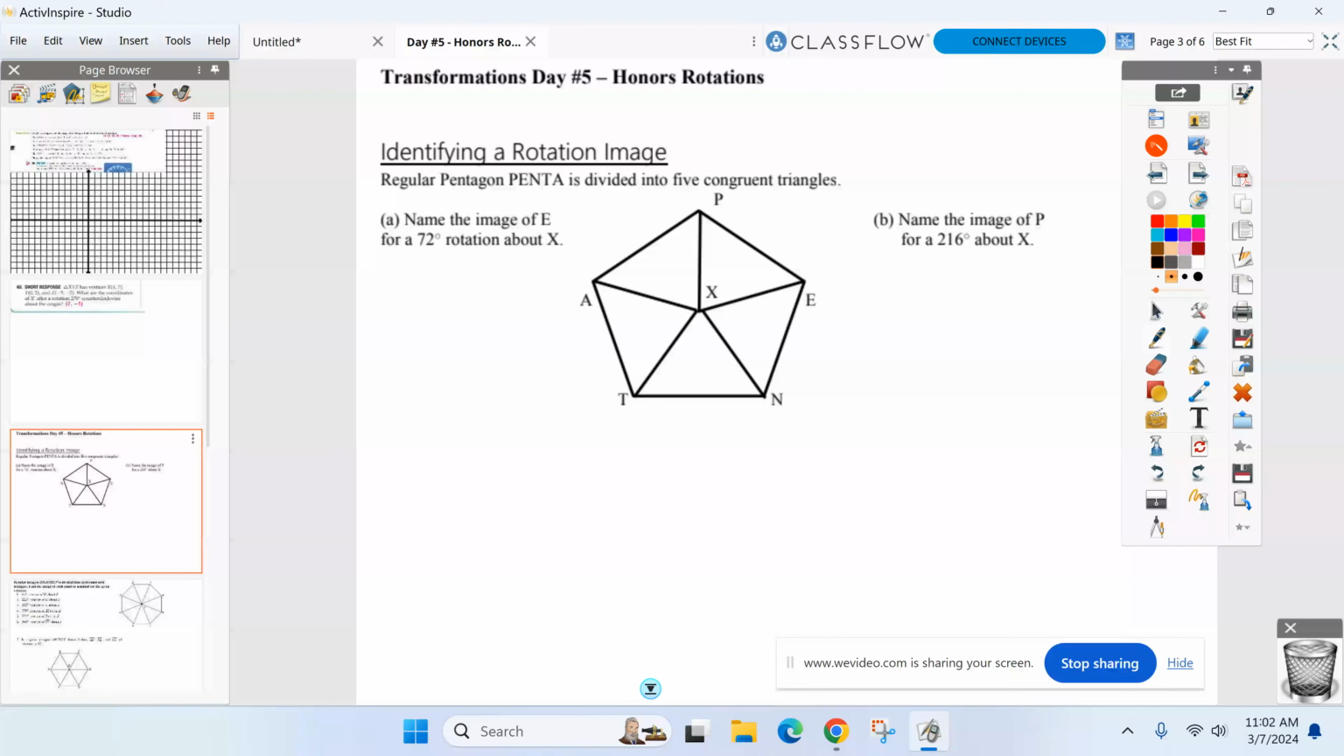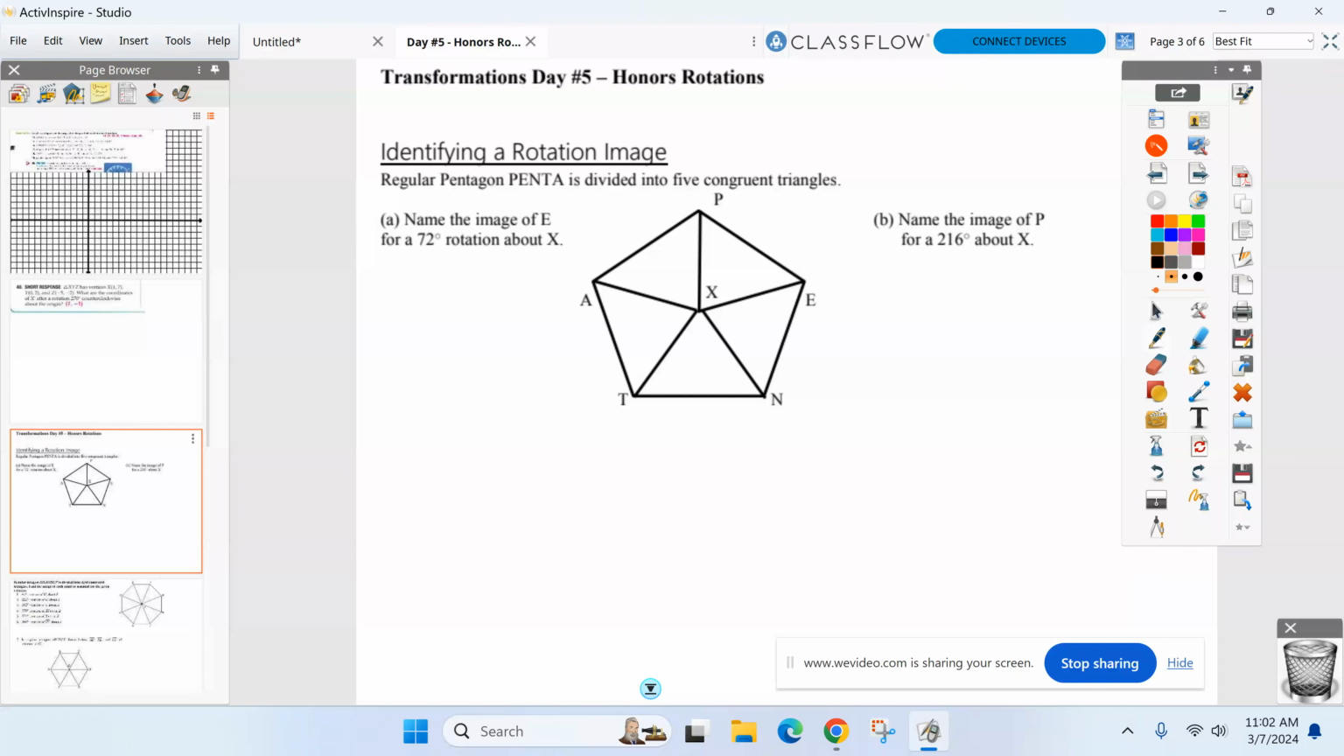All right, we ready? Honors rotations. What happens if I don't ask you to go 90, 180, 270? So I'll introduce you to regular pentagon. Regular pentagon, what do you know again, back from our unit six days? All sides are equal and all angles are equal. And I tell you, it's divided into 5 congruent triangles. That's going to be important coming up.